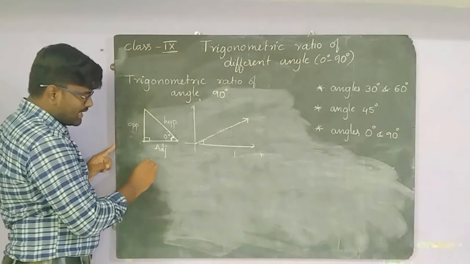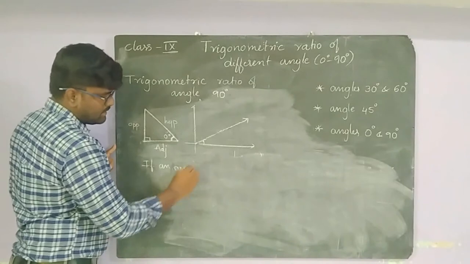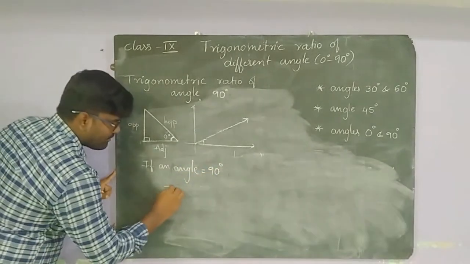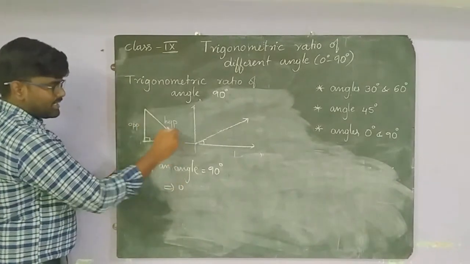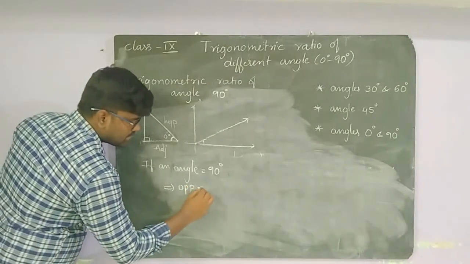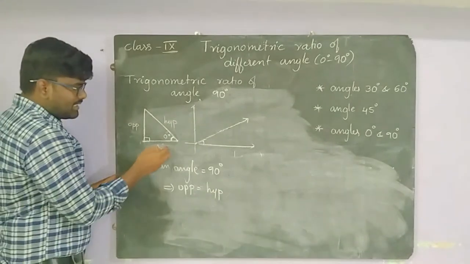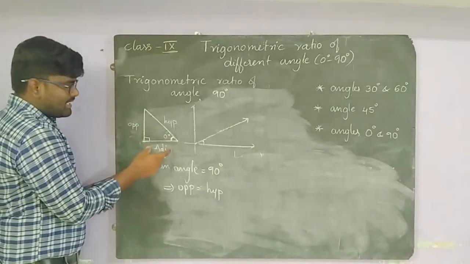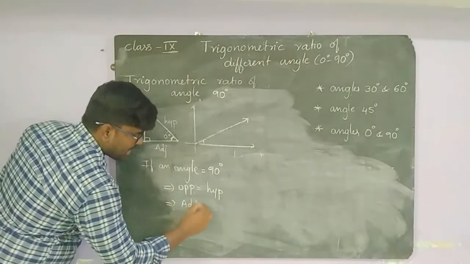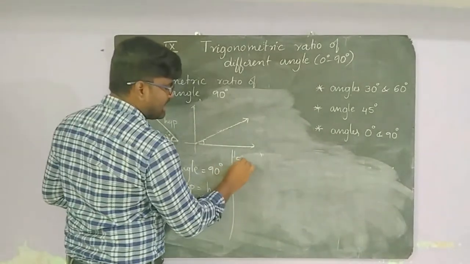Then what can we get? If an angle is equal to 90 degrees, then what happens? The hypotenuse coincides with the opposite. That means the opposite side is equal to the hypotenuse. Whenever these two coincide, the adjacent becomes 0. That means the adjacent is 0.